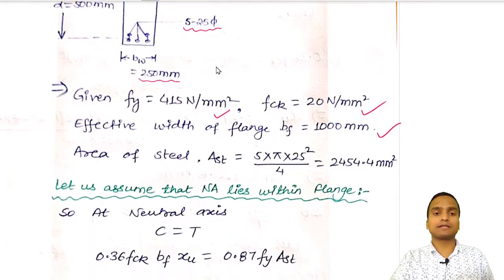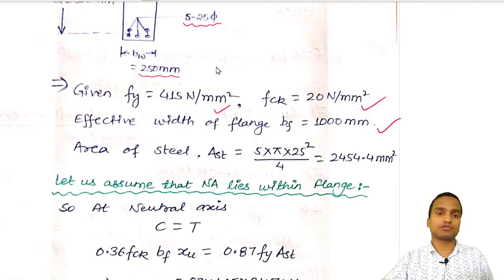Then we have calculated the area of steel reinforcement Ast in the tensile zone, and this is a singly reinforced beam. So this is 5 pi d square by 4, and the diameter of bars is 25 mm. The total area of steel reinforcement comes out to be equal to 2454.4 millimeter square.